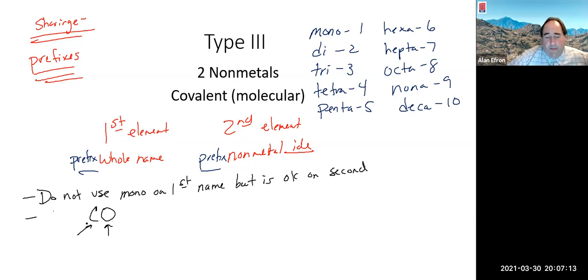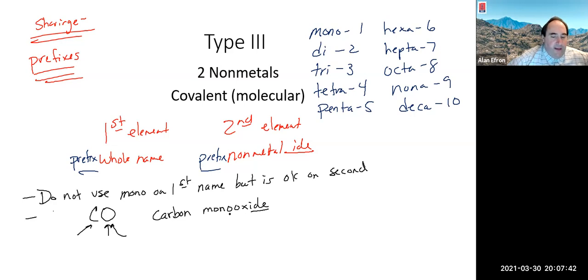So one carbon is mono, but we don't use mono on the first name. So we would call this just carbon because of that. There's only one oxygen. We can use mono on the second name. And if you just wrote it with the prefix, and then the next guy gets the IDE treatment, you would get carbon monoxide, which is not what we usually call it.